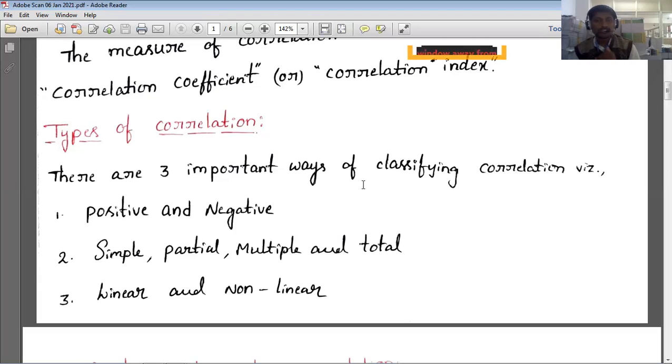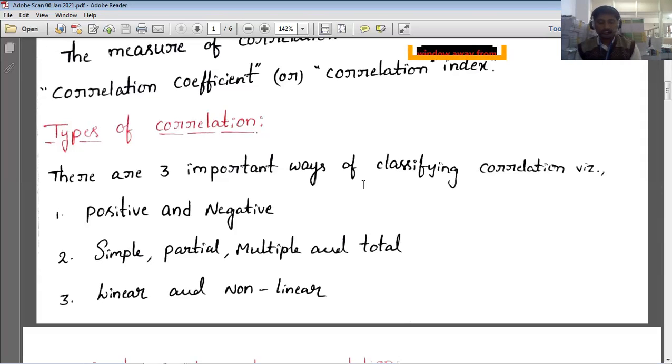Okay, it means if we are taking the entire family, and we are discussing only the husband and wife, and leaving the rest of the people, that is partial. So we are not taking all the variables, we are taking only a few variables. That is partial correlation. And total correlation is the entire, overall family, each and every individual we are discussing, that is total correlation.